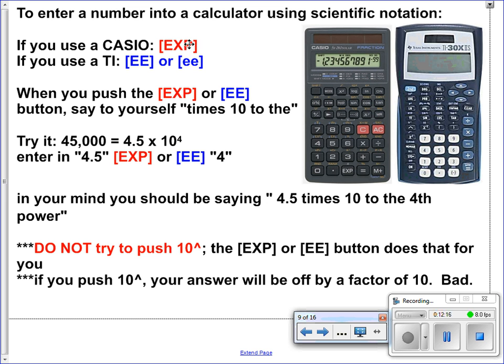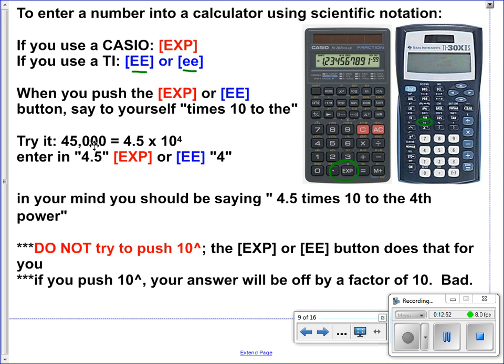If you use a Casio calculator, you will use the EXP button, which is found right here on most of the Casios. If you use a Texas Instrument, you're going to be looking for the EE button, or sometimes it's 2 lowercase e's. They mean the same thing. And this one happens to be right above the X to the -1st, so you're actually going to have to press Shift and then that button in order to get the EE to show up. When you press the EXP or the EE button, you need to say to yourself, times 10 to the whatever. Okay? So let's try this.